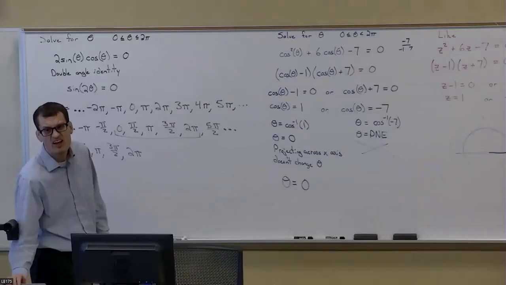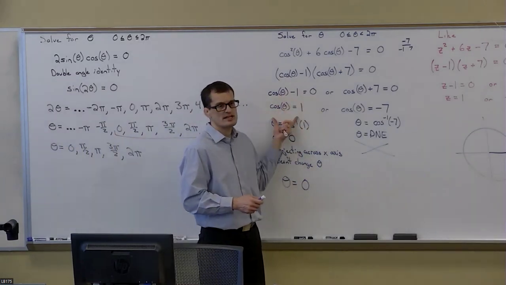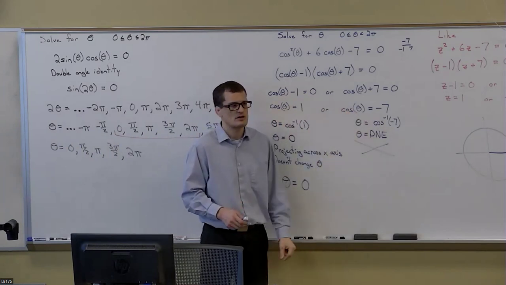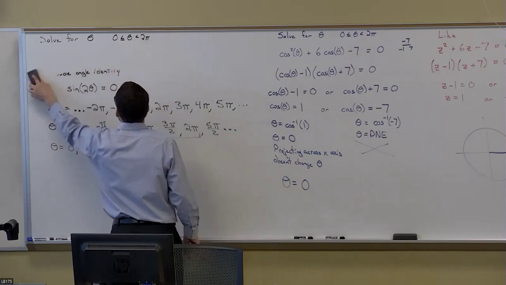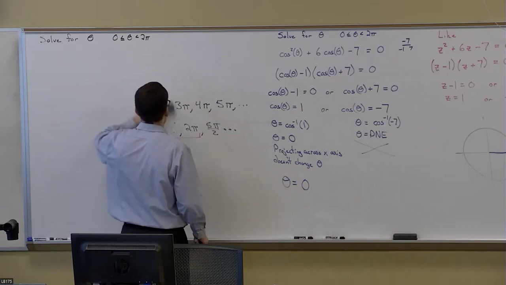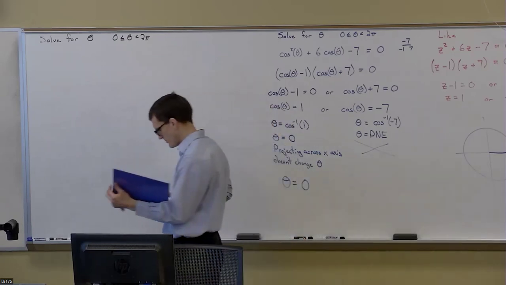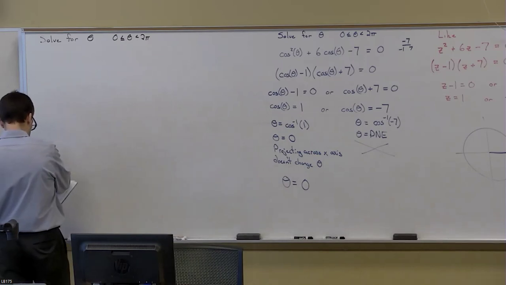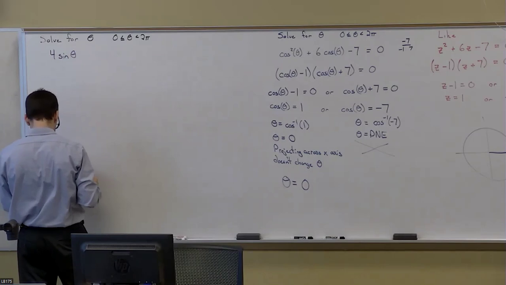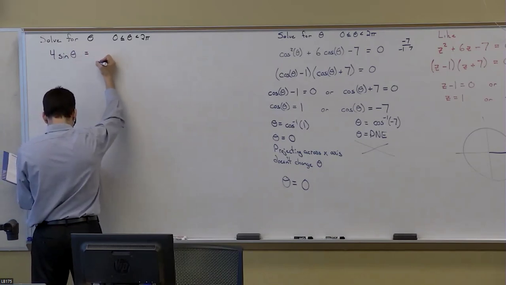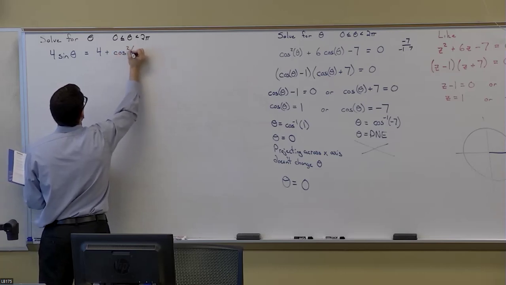So if we have a quadratic, we can solve it like this, basically. We just factor it normal, and then we get a linear with cosine, another linear with cosine, and we're off to the races. So now let's combine both ideas. Let's say I have 4 times sine of theta is equal to 4 plus cosine squared of theta.